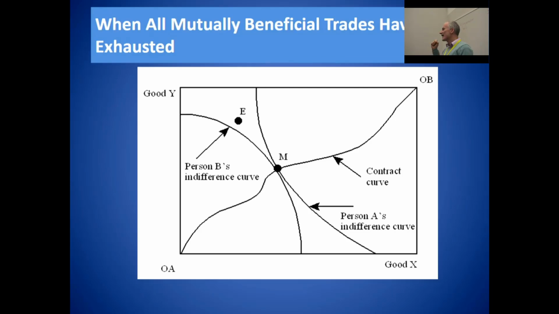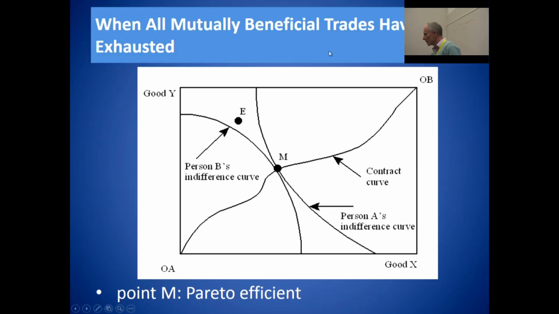And point M is a very, very specific point, not just within general equilibrium, but also more generally within this idea of economics. Because point M is what is described as a Pareto efficient or a Pareto optimal point. That point there, it's Pareto efficient. Now, the idea of Pareto efficiency or Pareto optimality is a crucial concept in economics.